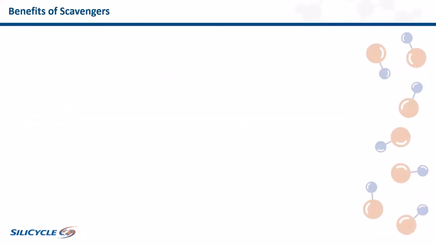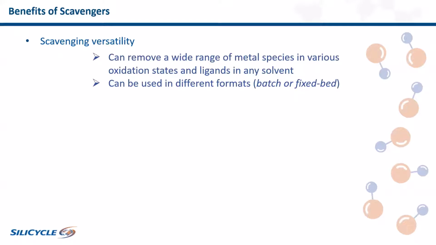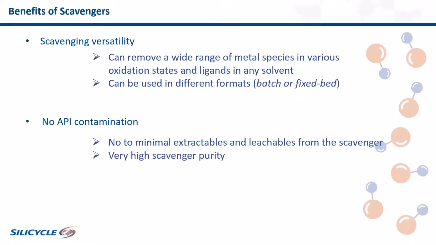The benefits of using scavengers give you scavenging versatility, where you can remove a wide range of metal species in various oxidation states and ligands in any solvents. It can be used in different formats, whether it's batch as a powder or fixed bed as a cartridge. You get no API contamination, with no to minimal extractables and leachables from the scavenger, with very high scavenger purity. And you get high selectivity, with total recovery of the API in most cases.